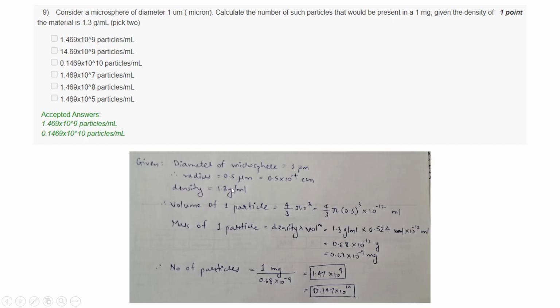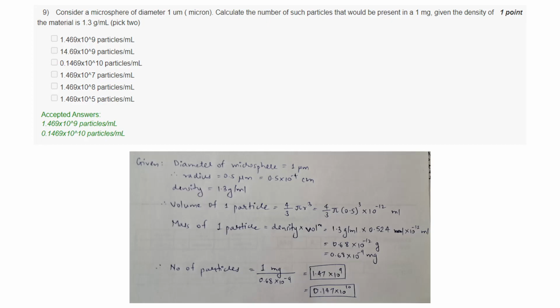So what I've done is I have taken the radius, and I have converted micrometer to centimeter, so that when it becomes centimeter cube, that will be in ml. So I can easily cancel out the units. The volume of one particle, as we know, it's a sphere, so its volume will be 4 by 3 pi r cube. You can just put in the value and you'll get this volume.